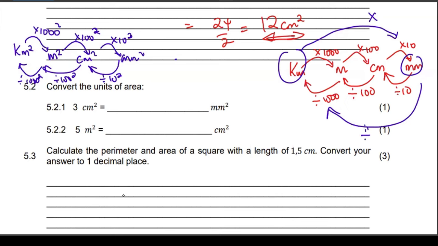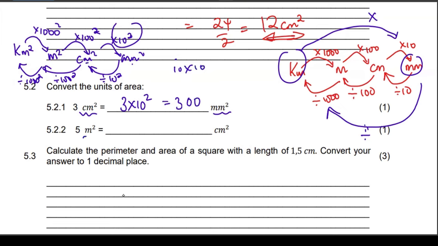So from centimeter squared to millimeter squared, multiply by 10 squared. So it's going to be 3 times 10 squared. We know that 10 squared is the same as 10 times 10. This is going to give us 300 millimeters squared.